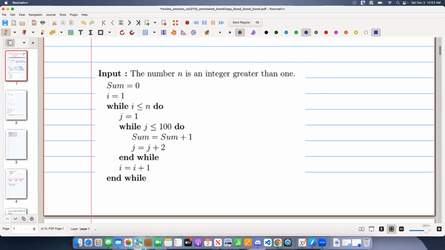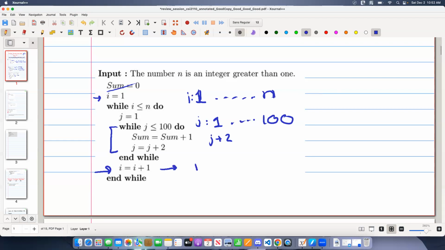So, okay, you have a sum, which doesn't really matter. Then you have i, and i starts at 1. While i is less than or equal to n, so we're going from i all the way to n. And then you have the second loop that has j. j starts at 1. While j is less than or equal to 100, you increment the sum, which does not matter, and then you add 2 to j. And then at the end here, you have i plus 1.